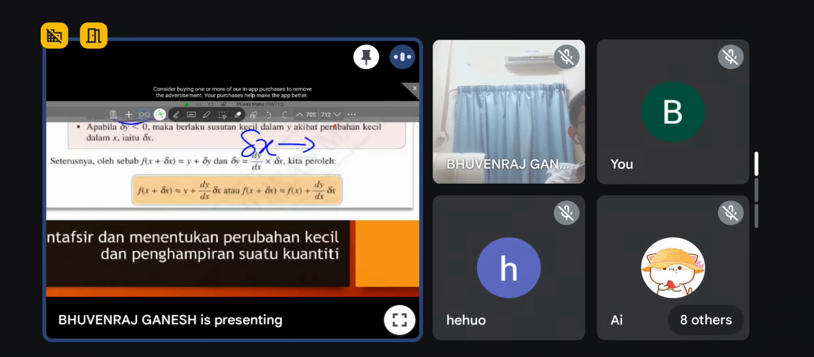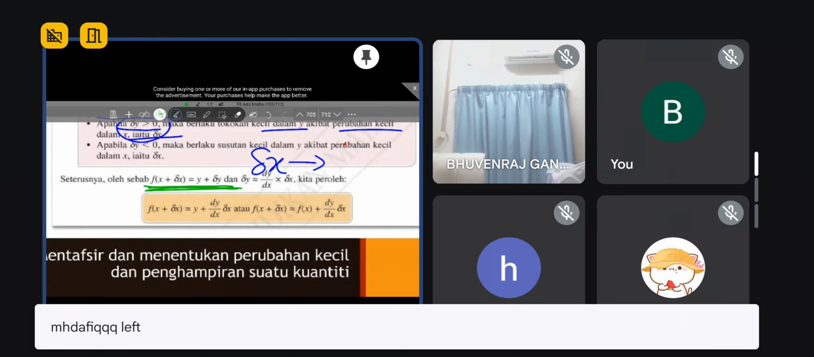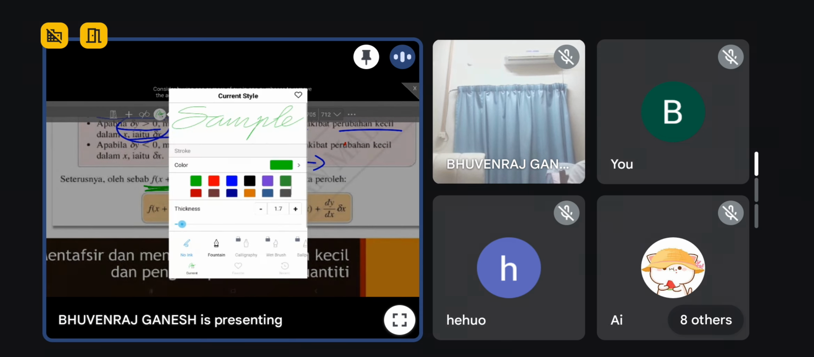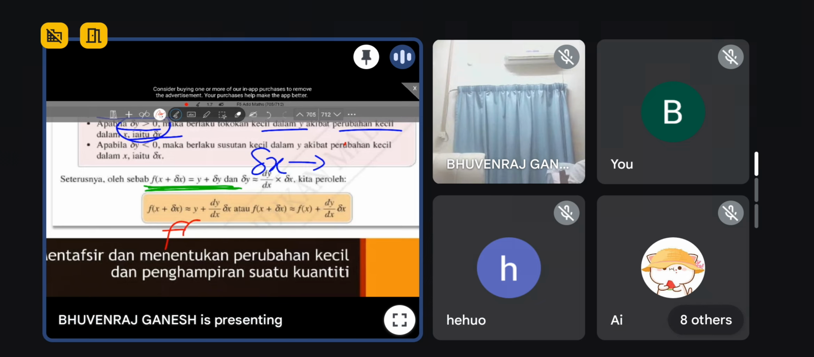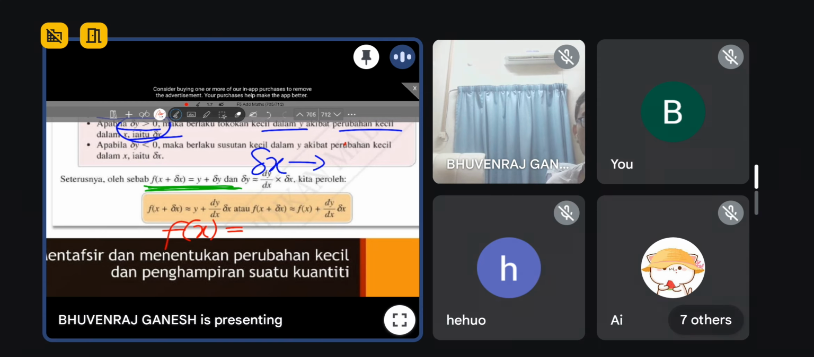Okay, so next one. This one. Okay, this formula important, penting juga. So guys, how we get this formula? Okay, very easy. So guys, usually fx, right? You learn function chapter. Kamu belajar bab fungsi. Fx tu sama dengan apa? What is it equal to? Can anyone tell me? Cuba bagi tahu saya. Fx equal to what?